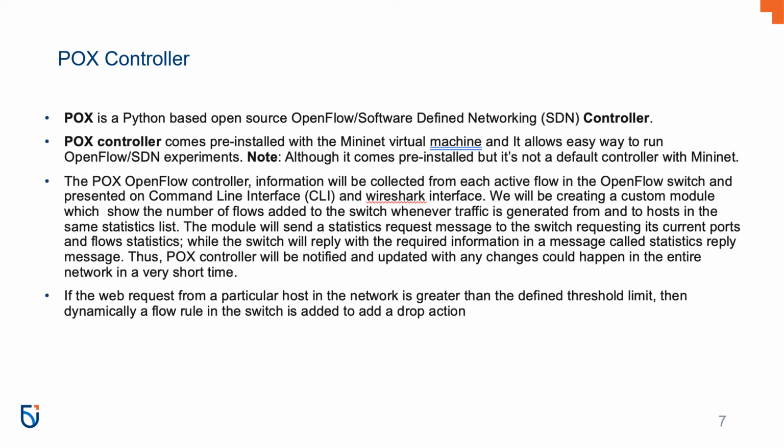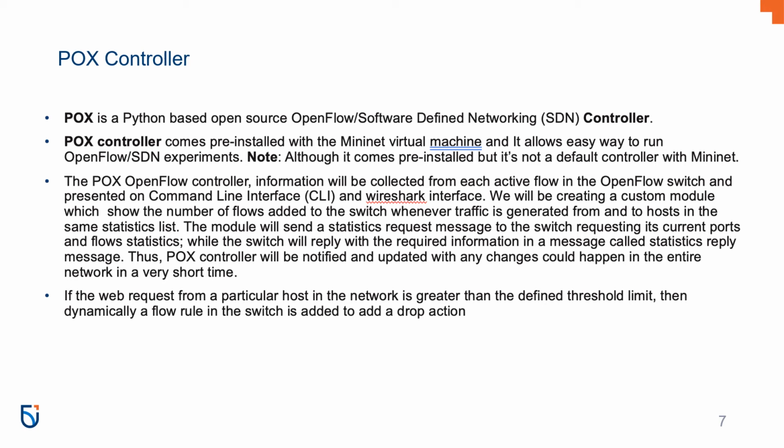We also went further to ensure that we created a custom module. What this custom module does is it shows the flows that are added to the switch whenever any traffic is generated from any host to another host. So it gets a count of this traffic. The POX controller sends a request to the switch asking for this information. The switch responds with the required information, and based on this, the POX controller continues to update its dictionary.